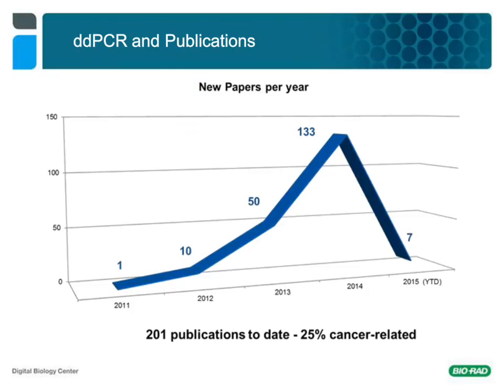Since our first publication of ddPCR in 2011, our customers and collaborators have found hundreds of ways to use Droplet Digital PCR in their research. This speaks to the ease of use and the affordability of the system, as well as the technical advantages of ddPCR. We have now over 201 publications to date, and about a quarter of those are cancer-related.